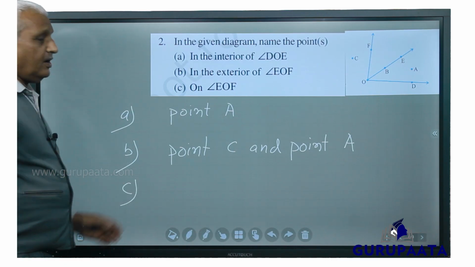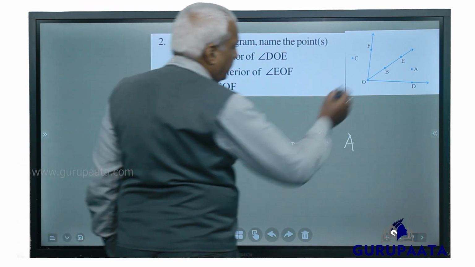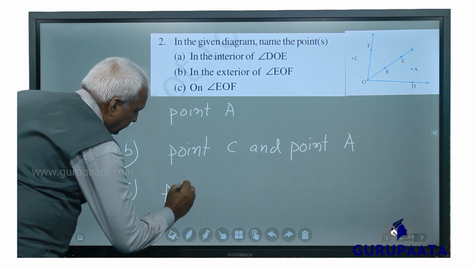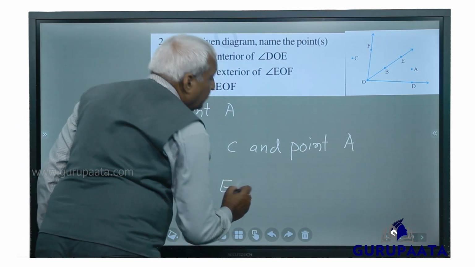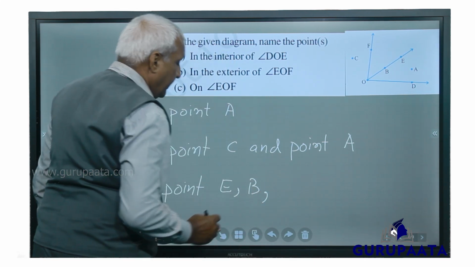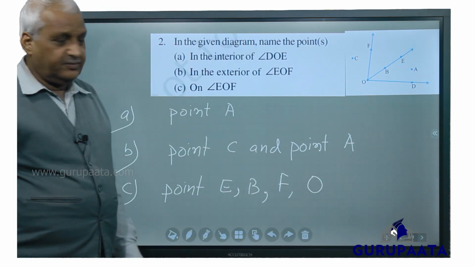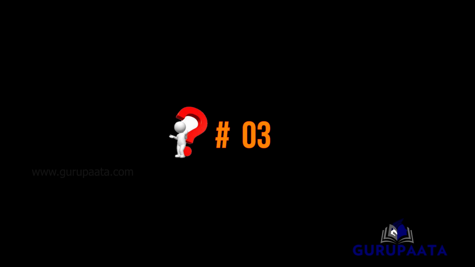Then the third question, that is question C. On the angle EOF, we have got point E, point B, point F, and even point O. So these are the points on angle EOF. Now we will go for question number 3.